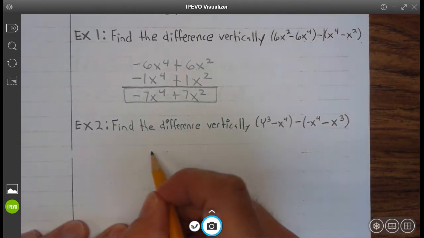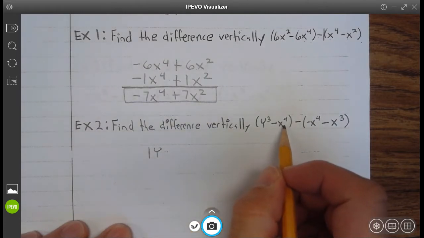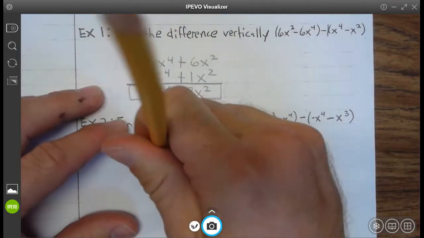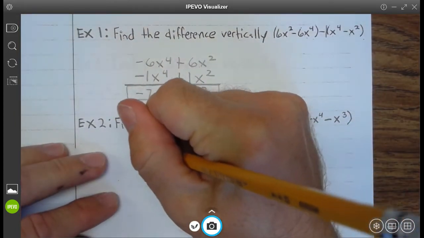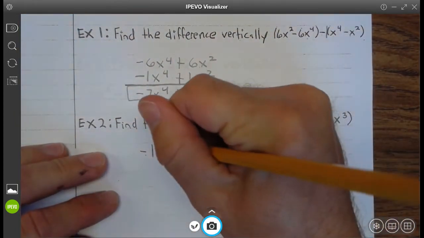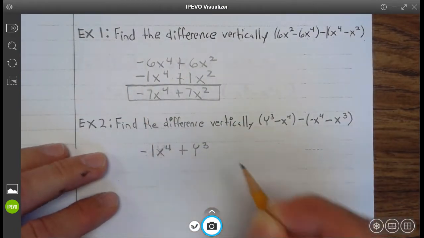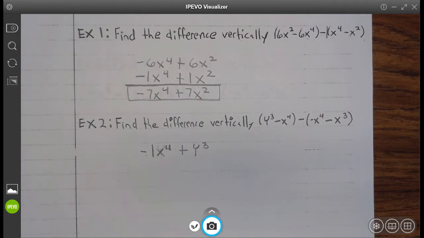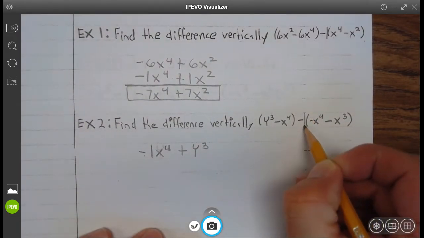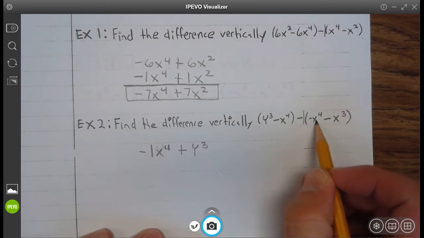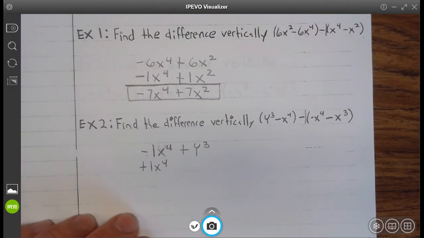Okay, so we have 1y cubed. And actually, let me step back. We need to put the x first because you always want to put it in alphabetical order. So that's negative 1x to the fourth plus y cubed. Okay, so now we need to distribute this negative 1. So negative 1 times the negative x to the fourth is a plus 1x to the fourth.